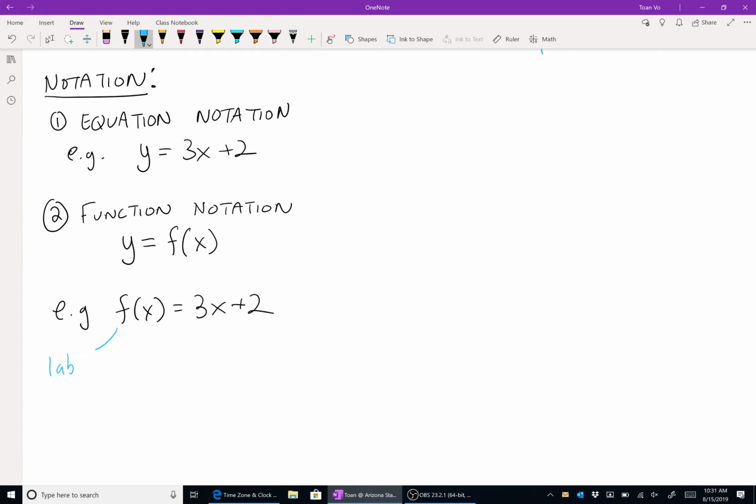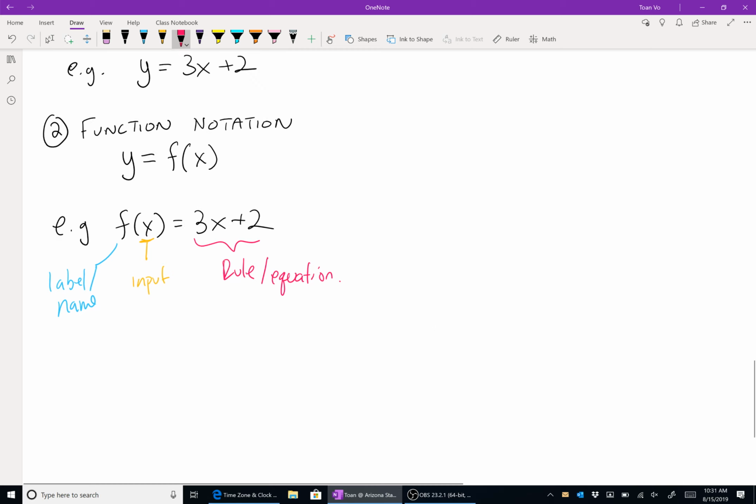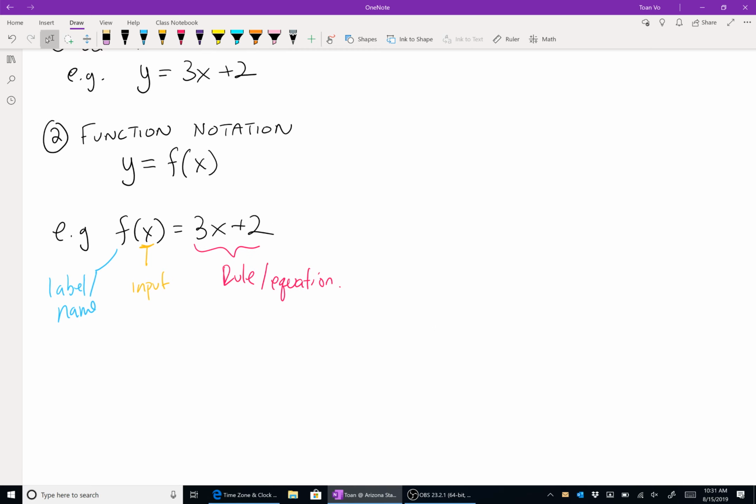Function notation has a label or a name. It has the input variable. And it has the rule or the equation. Those are the parts or pieces of function notation. The reason why mathematicians use function notation is, as I've said earlier, mathematicians are lazy. It's a very easy way to use a function.